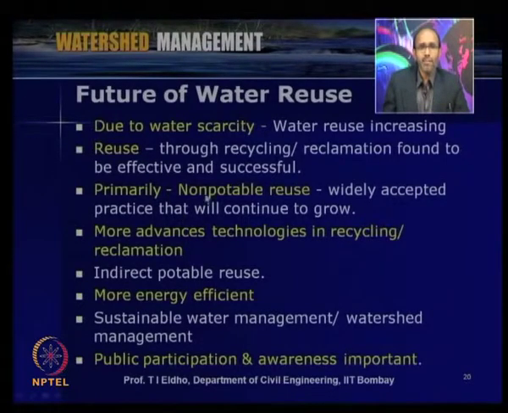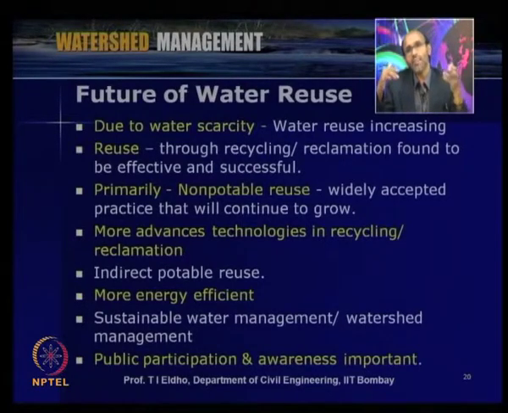Especially, the reclaimed water is mainly reused for non-potable purposes like agriculture, irrigation or industrial processes, which is widely accepted and practiced all over the world, and this percentage is increasing, to the range of 10 to 15% in many parts of the world. And as we discussed in the last lecture, more advanced technologies are available for recycling and reclamation, like nanofiltration and reverse osmosis. So that way we can produce a much better, purified form of water that we can even use for potable purposes. But of course, that may be more expensive.